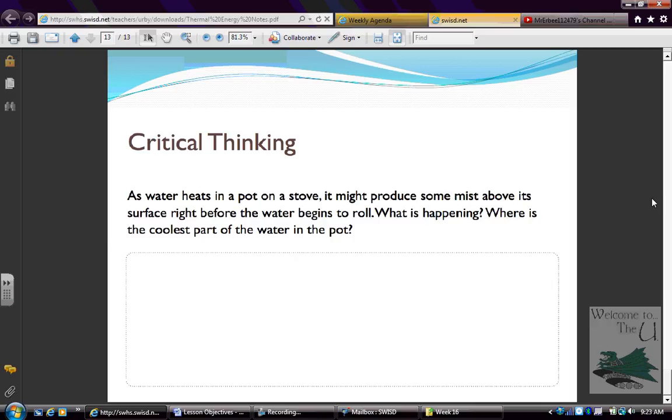So we're going to go ahead and finish our notes here. I want you to go ahead and write down what you think the answer is to what's going on here with the mist and where the coolest part of the water is in the pot. Again, I encourage you to make sure you're taking advantage of the fact that these lessons are on YouTube, and also that you can download any handouts from the class weekly agenda.